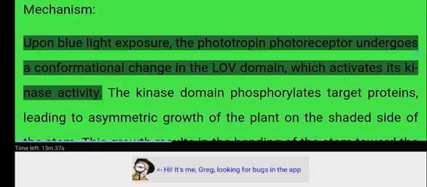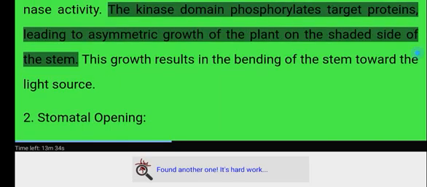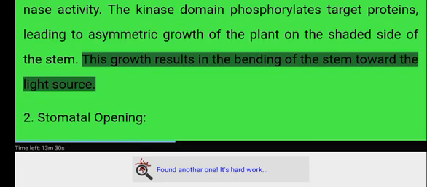Mechanism. Upon blue light exposure, the phototropin photoreceptor undergoes a conformational change in the LOV domain, which activates its kinase activity. The kinase domain phosphorylates target proteins, leading to asymmetric growth of the plant on the shaded side of the stem. This growth results in the bending of the stem toward the light source.